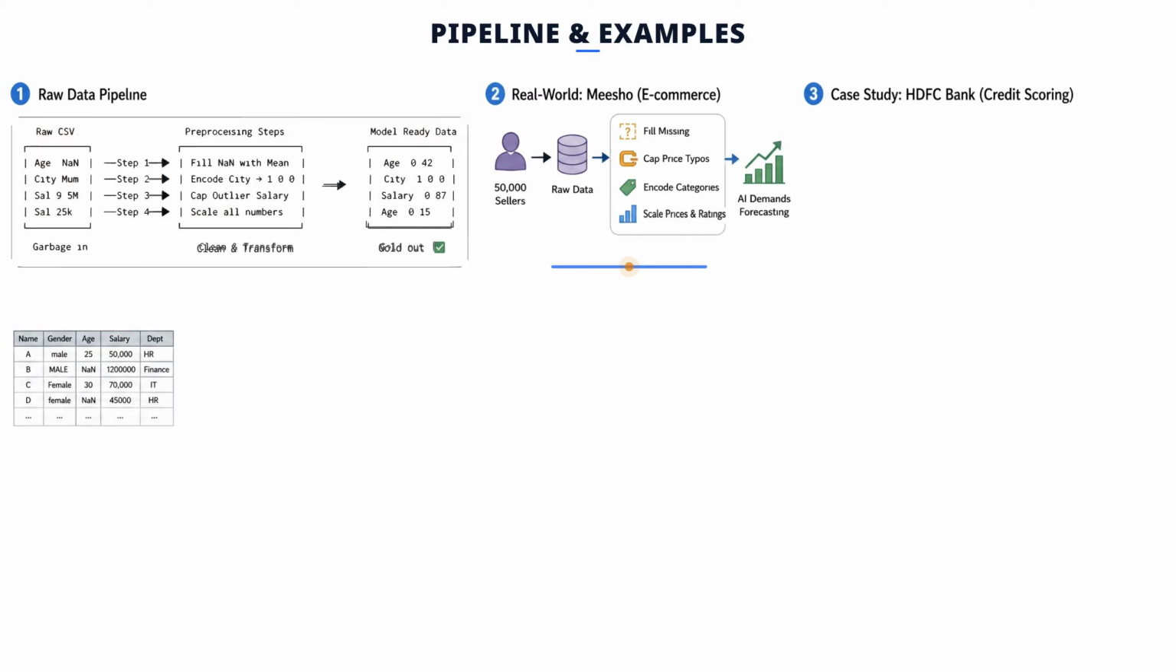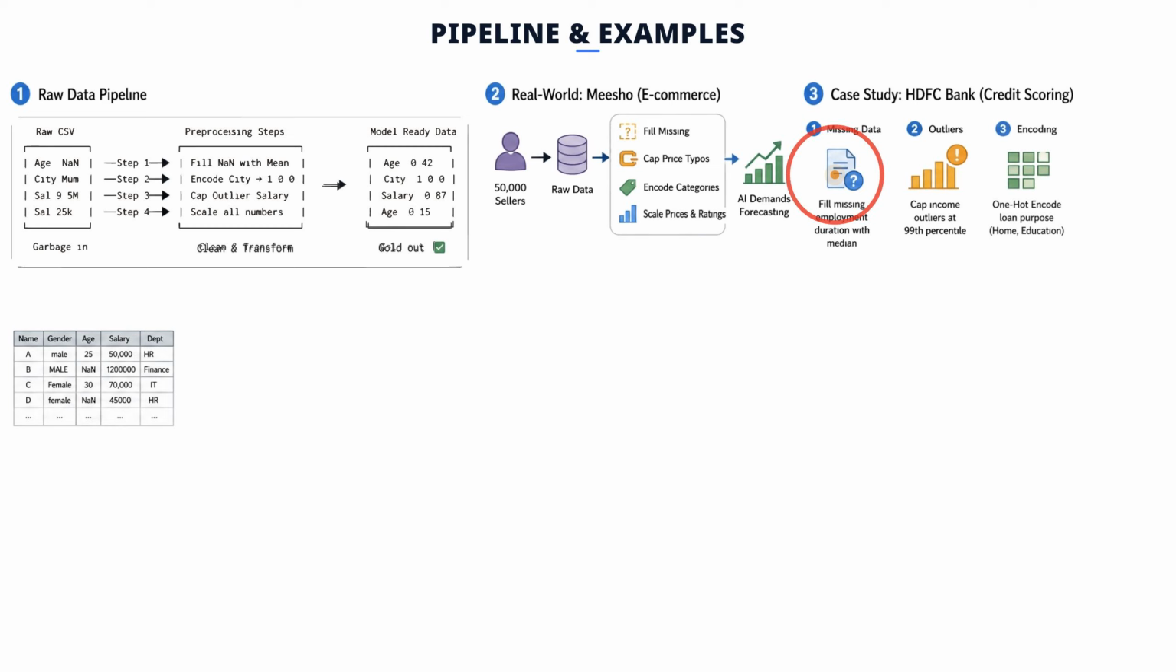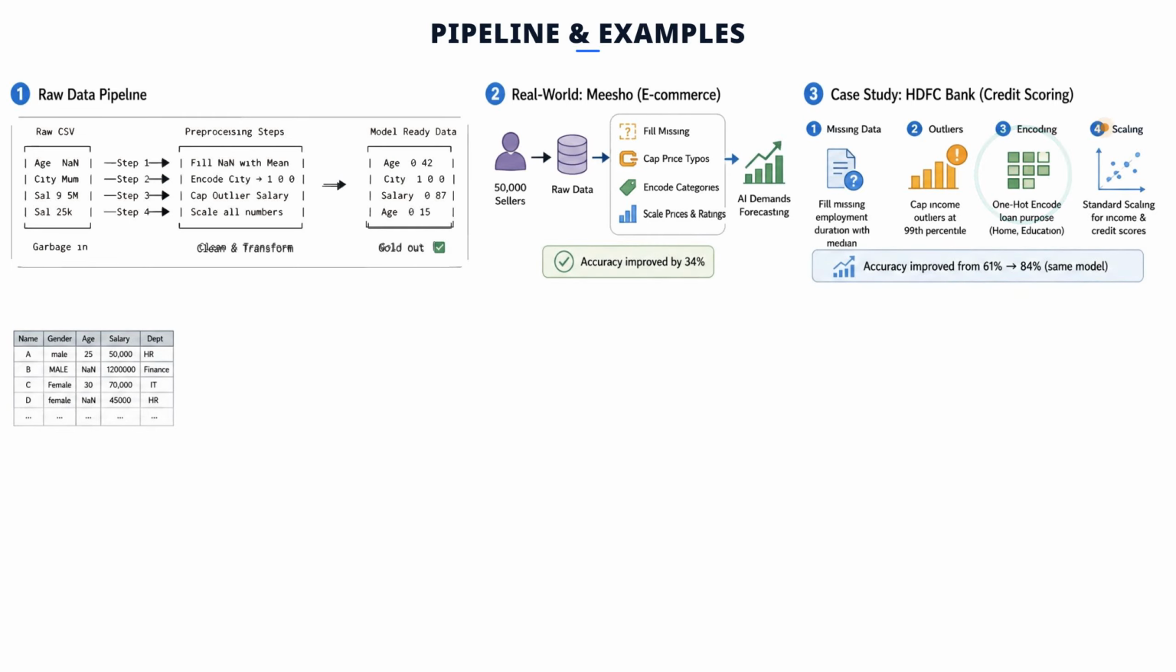HDFC Bank provides another powerful example. For their credit scoring model, they require a strict 4-step pipeline. First, they handle missing data by filling employment durations with medians. Second, they manage outliers by capping extreme entry errors at the 99th percentile. Third, they use encoding to turn loan purposes into binary columns. And fourth, they apply scaling to bring income and credit scores into the same manageable range. By doing just this, a simple model's accuracy jumped from 61% to 84% without changing the AI model itself.